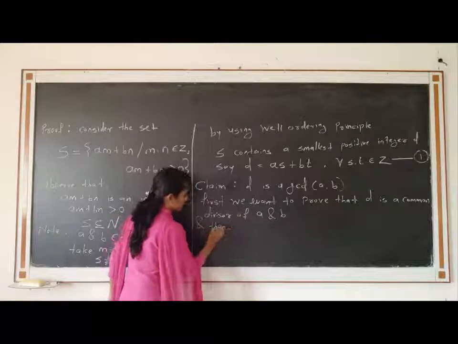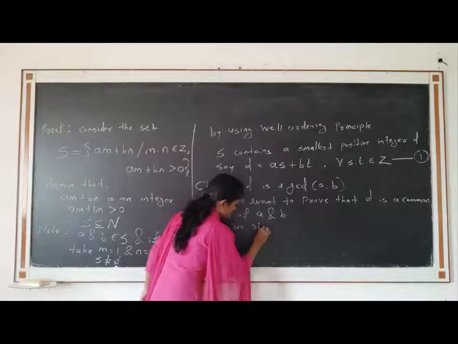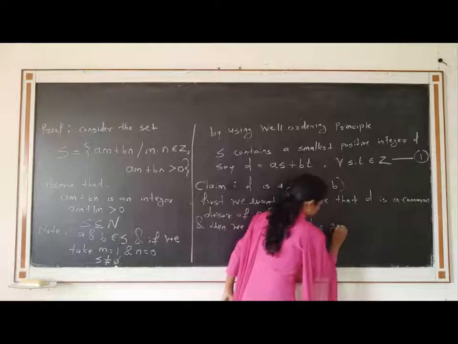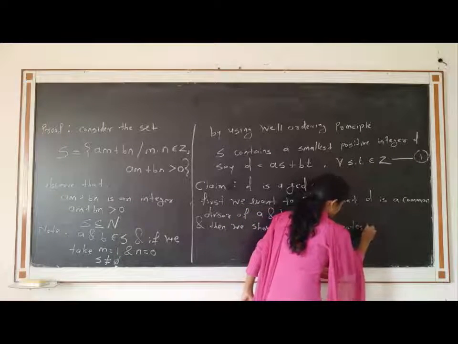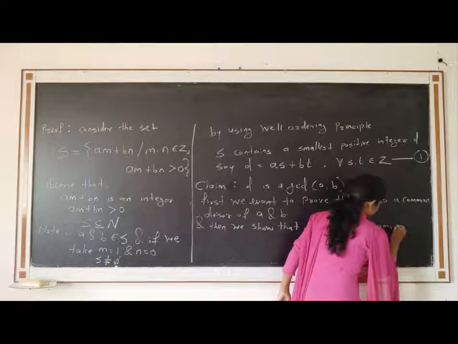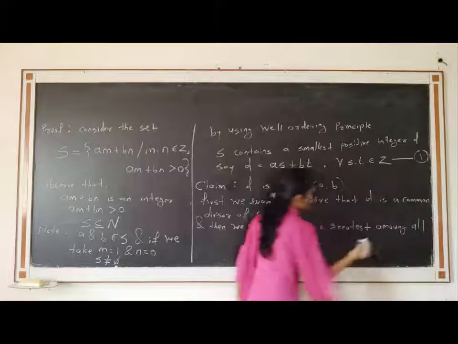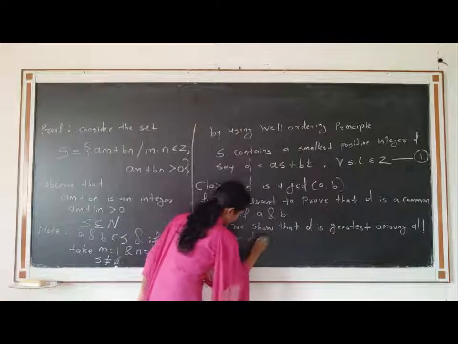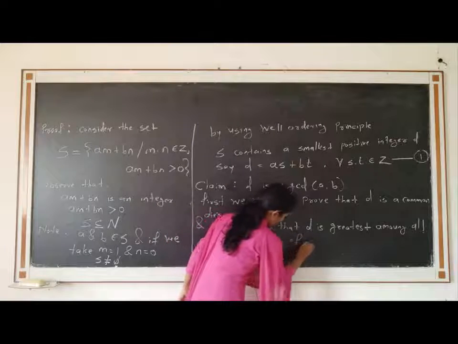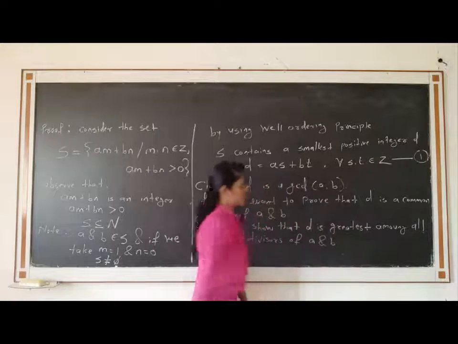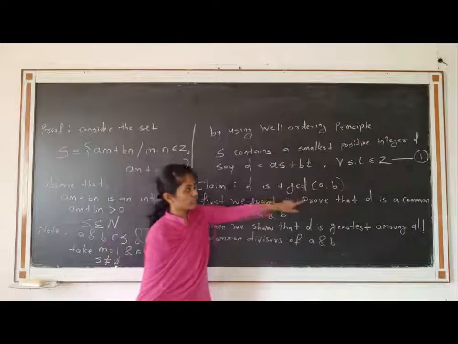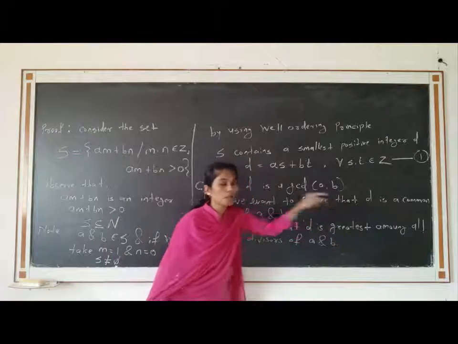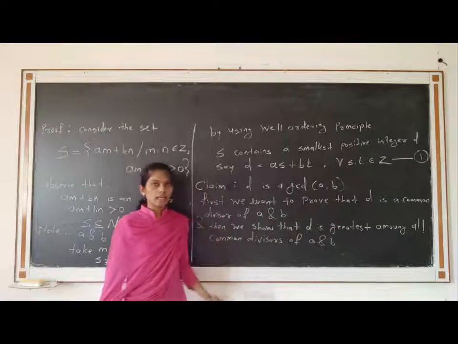And then we show that D is greatest among all common divisors of A and B. Okay, so first we want to show that D is a common divisor of A, B, and after that it is greatest among all positive divisors of A and B.